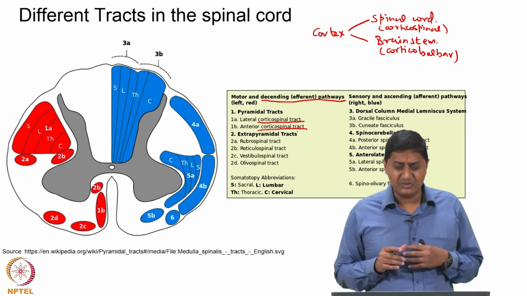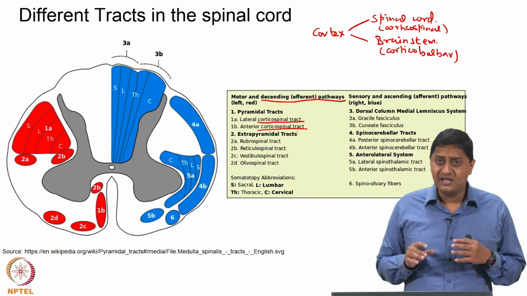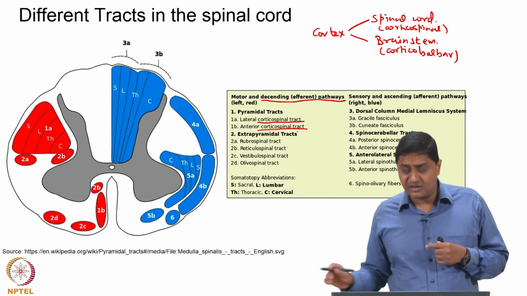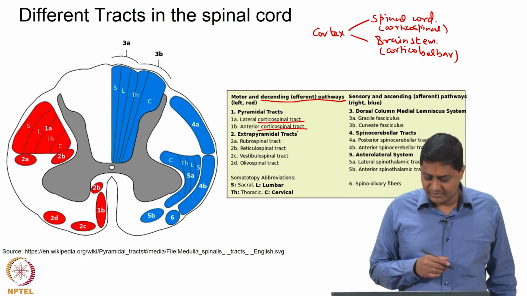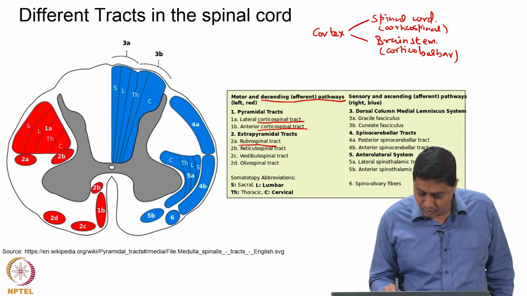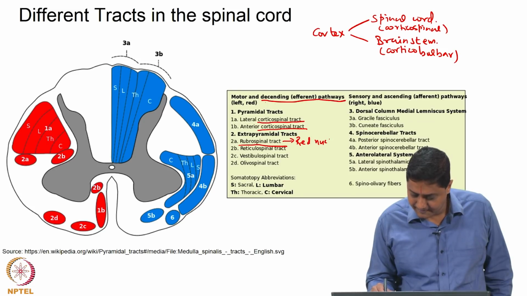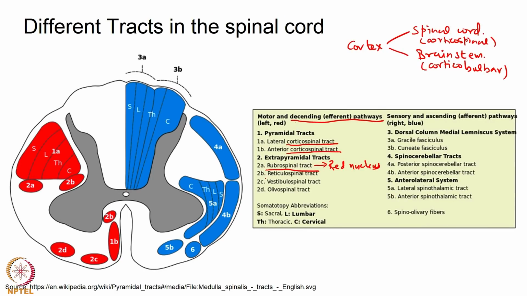What do you mean by that? So, the pyramidal tract is one of the major sources. Any other tract that is not including the pyramids is the extrapyramidal tract, that is the rubrospinal tract, which originates from the red nucleus, and the reticulospinal tract, which originates from the reticular formation.